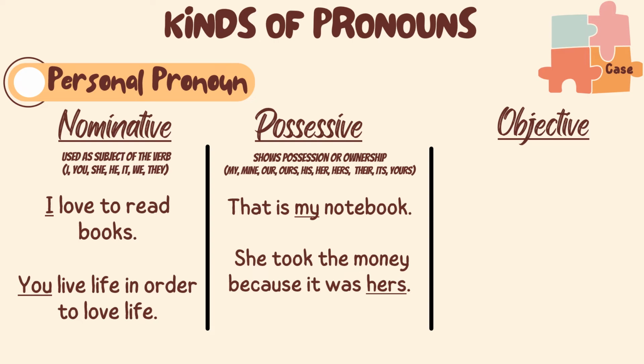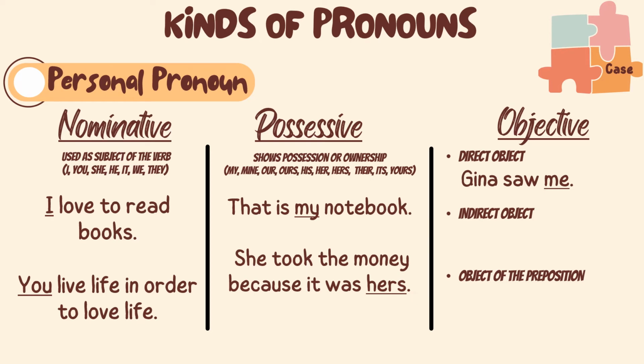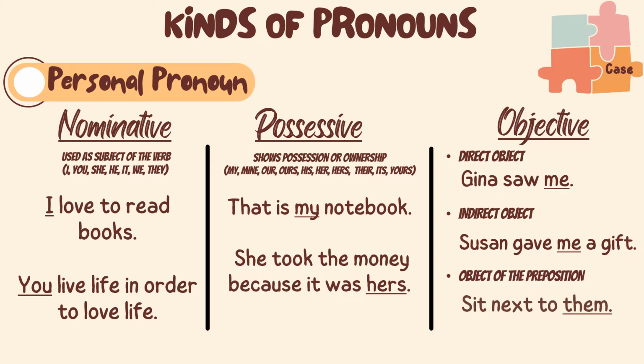A pronoun is in its objective case when it is used as direct object, indirect object, and object of the preposition. For example, for direct object, we have Gina saw me. For indirect object, we have Susan gave me a gift. For object of the preposition, we have sit next to them.